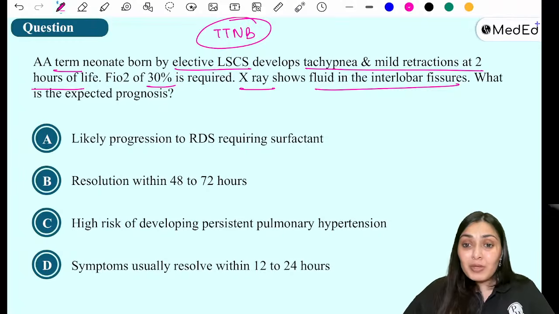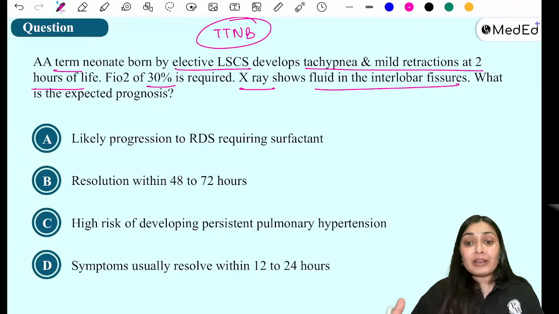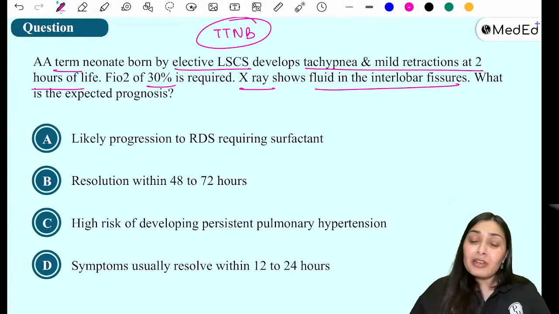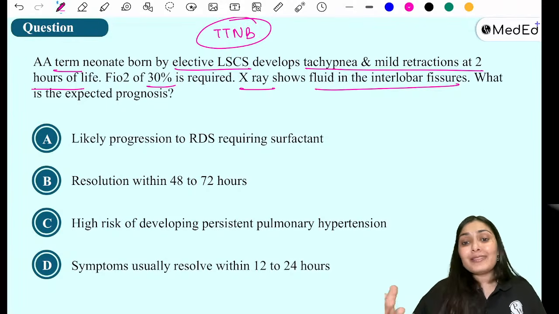A term baby who is born via elective cesarean section. Normally, if there is a vaginal delivery, what will happen? The baby will be squeezed through the narrow vaginal canal. But in elective cesarean section, because the baby is not going through that passage, there can be some retained fluid in the lungs which can cause this tachypnea and distress. And eventually this fluid is resorbed and this condition improves.